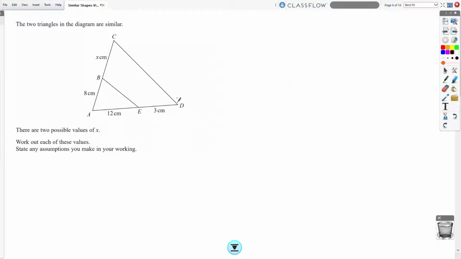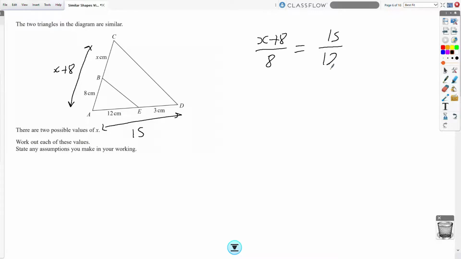So here we're given a triangle where I've got a smaller length of 8 and a larger length of, this would be 8 plus the x, so it's x plus 8. And then we've got a smaller length of 12 and then a larger length of 15. So using the fractional method again, the larger length of x plus 8 and the smaller length is 8. And then when you do it for the other side of the triangle, that's the larger length of 15 divided by the smaller length of 12.